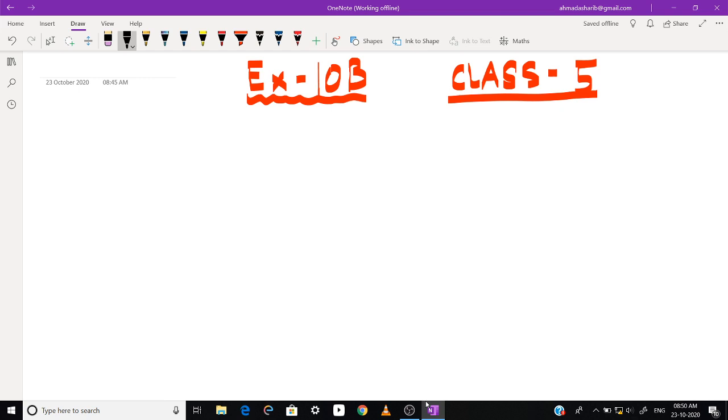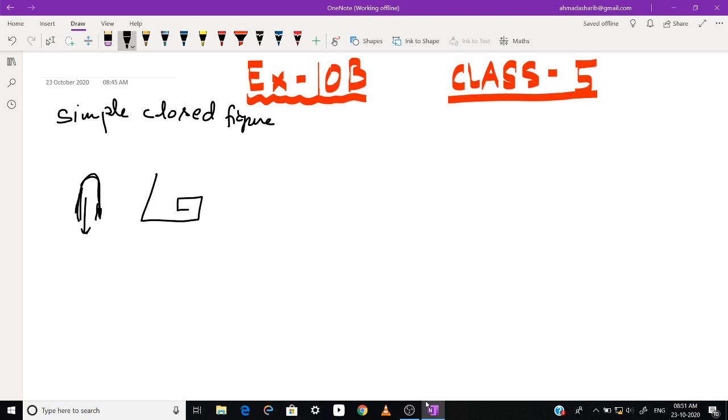First, we will understand what is a simple closed figure. Now look at these figures which I'm going to draw. For example, this figure is not a closed figure because it is open from here. If we look at this figure, this is also not a closed figure, because this is open. You can look here, this is open from here. Now, this figure is a closed figure. It is not open. This is also a closed figure. This is an open figure.